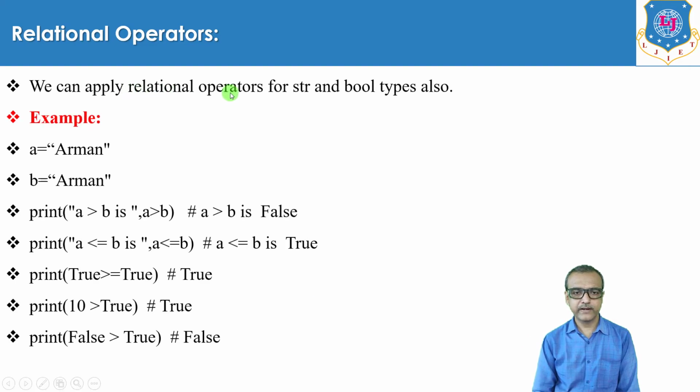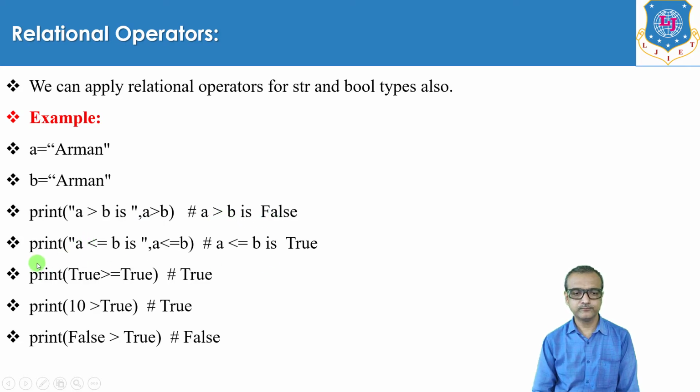We can apply relational operators for str and bool types also. How? I will make you understand with the help of an example. a equals Arman, b equals Arman. Both are strings. Print a greater than b. So what will be the output of this print statement? Now you can see here both the strings are same, so definitely a is not greater than b. So the output is false.